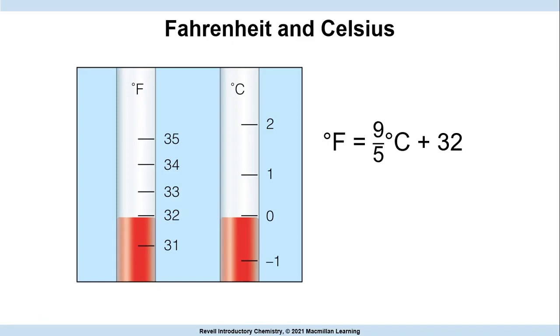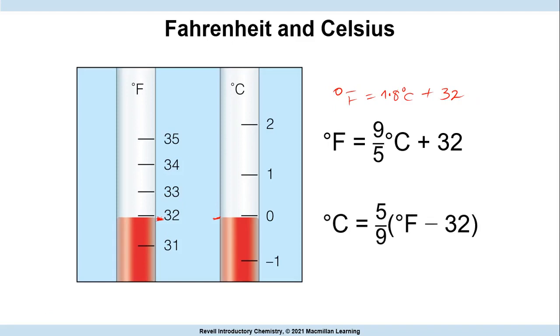Why are you adding 32? Because at this point, you see that at 0 degrees Celsius, you are already at 32 degrees Fahrenheit. Now, you could also write it this way, that degrees Fahrenheit is equal to 1.8 times degrees Celsius plus 32. That is the same thing. So if you are somebody who is scared of fractions, you can use the decimal.